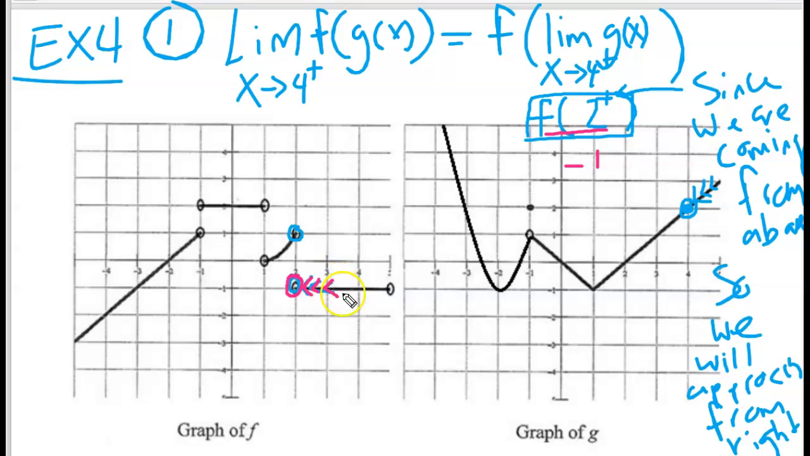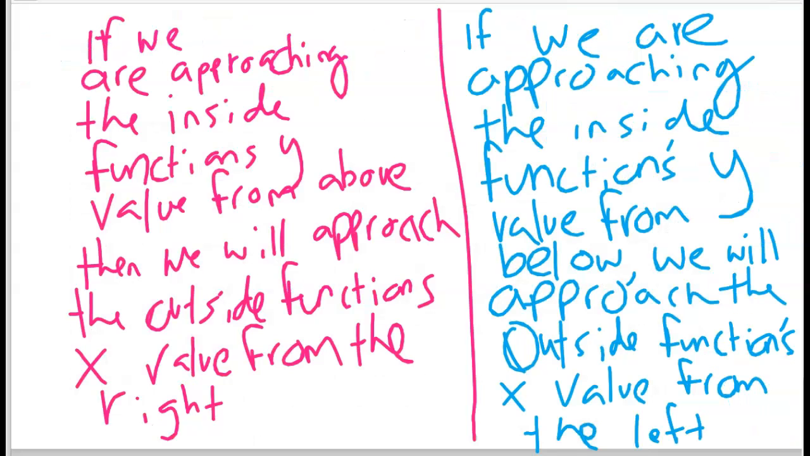Now, above on this graph means from the right, so I'm going to be coming at it from the right. And that's what I kind of want to make a note about. All right, so here's the note with my nasty handwriting.